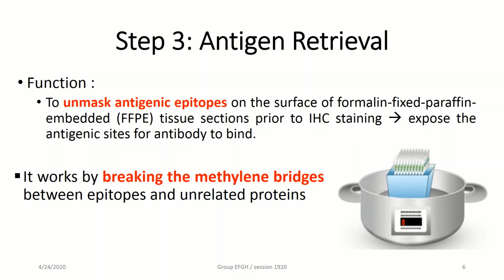Next, for step 3, which is the antigen retrieval, its function is to unmask antigenic epitopes on the surface of formalin fixed paraffin embedded tissue sections prior to IHC stainings. It is to expose the antigenic sites for antibody to bind. It works by breaking the methylene bridges between the epitopes and also unrelated proteins.